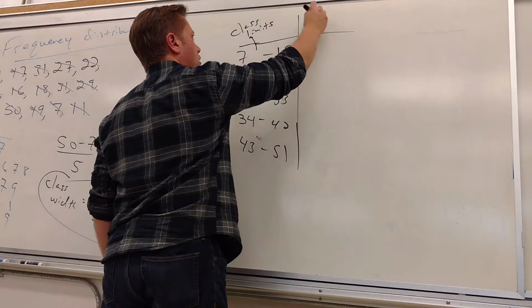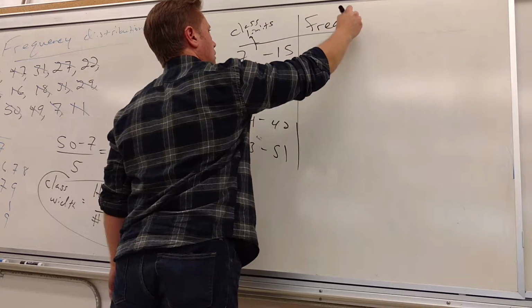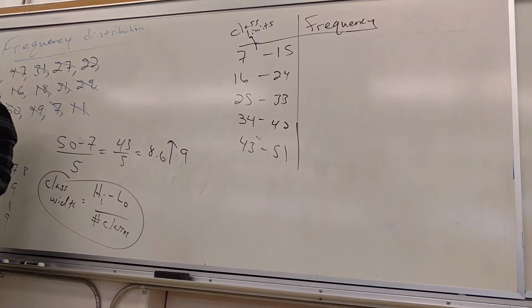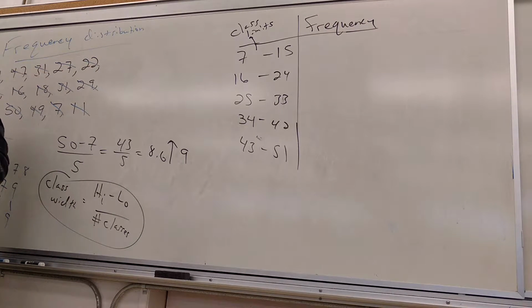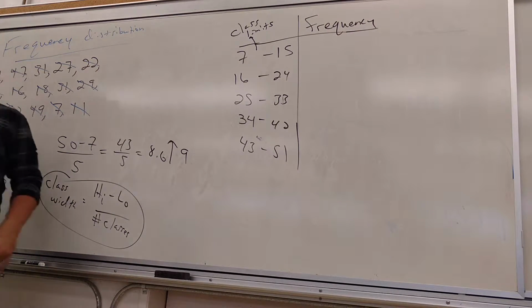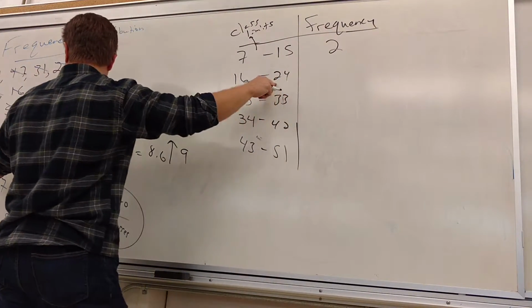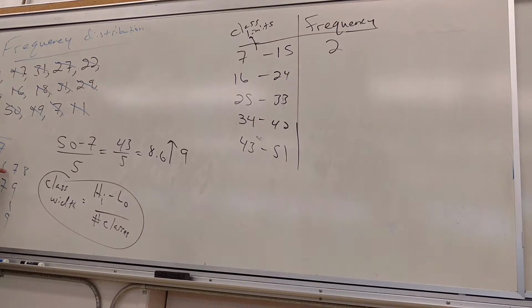So this is going to be what we call our frequency. What is the frequency? So that's how frequently data showed up in each class. So how frequently here? Twice. How about 16 to 24? 1, 2, 3, 4, right? Does everybody see what's happening? Let me know if not.